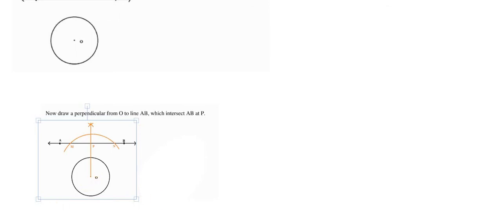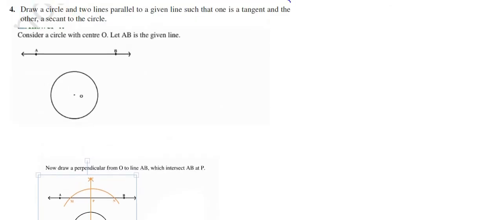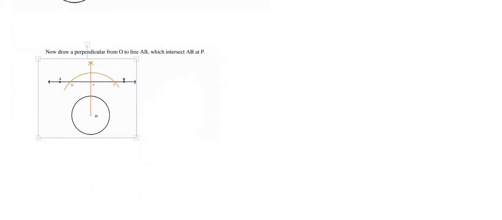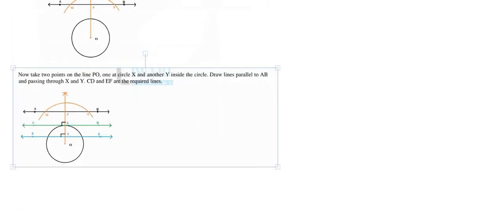The next step is that we need to draw one tangent and one secant to this circle. How to do this? Take 2 points on the line PQ, one on the circle at X and another Y inside the circle. Draw a line parallel to AB passing through X and Y. CD and EF are the required lines. Here CD is the tangent and EF is a secant. Like this we need to draw.